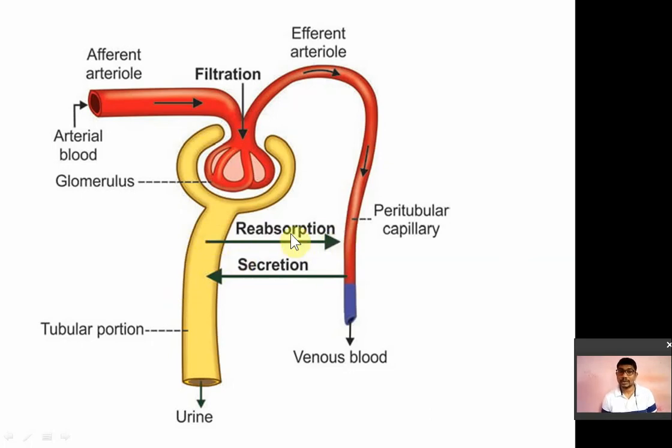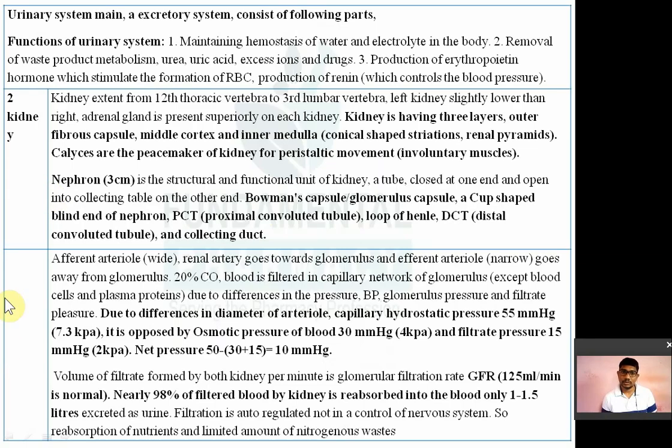This one is known as ultrafiltration. The reabsorption is known as selective reabsorption, and whatever is in excess in the blood is again sent to the urine, which is known as active secretion. Okay, so remember this. Now we'll see again here.